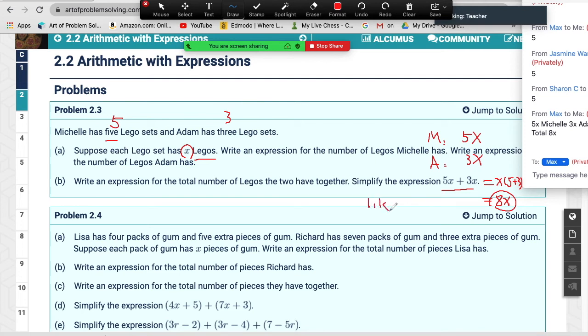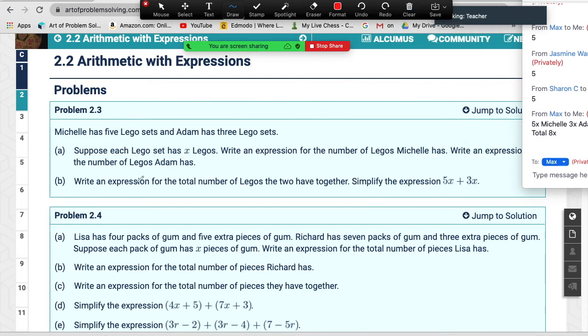This 5x and 3x are called like terms. That means these two terms have the same variable, and the order of the variable is also the same. If this one is 5x squared and this one's 3x, you cannot merge them. You can only write 5x squared plus 3x, but you cannot merge these two terms together because they're not like terms, because their order is different. This one's 2, this one's 1. But here their variables are all x, and their order is also all 1. So these two terms are like terms, and they can be merged together. You get 8x.